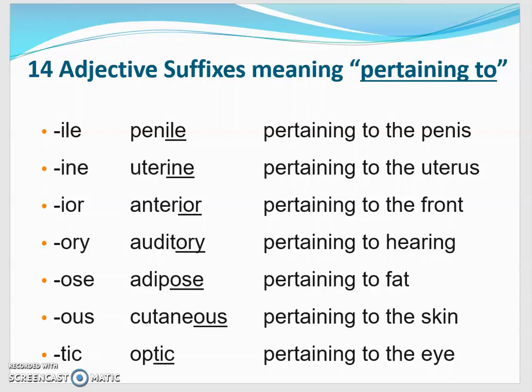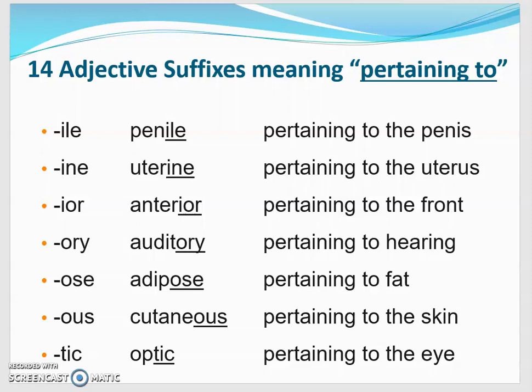Ous is the only way I can pronounce that without having a word attached to it. We're attaching that to the combining form cutano, which means skin. So we come up with cutaneous, which means pertaining to the skin. And the one exception at the bottom here, it does not start with a vowel. It starts with a consonant. And you'll notice in the word, there is no combining vowel.